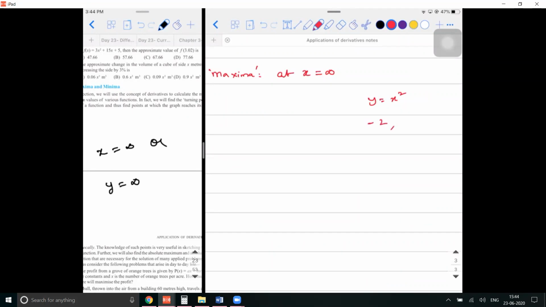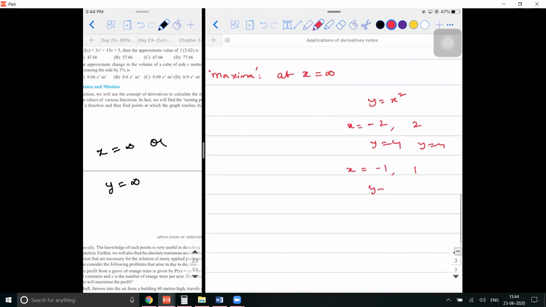Like, if you substitute -2, you get y is equal to 4. If I substitute 2, I get y is equal to 4. So x is equal to -2 or 2. If I substitute x is equal to -1 or 1, I get y is equal to 1. These are all the input values and these are all the output values. If you do all the permutations and combinations, the only possibility is that when you substitute x is equal to 0, the value of y will be 0. So this is the least value possible for this particular function.